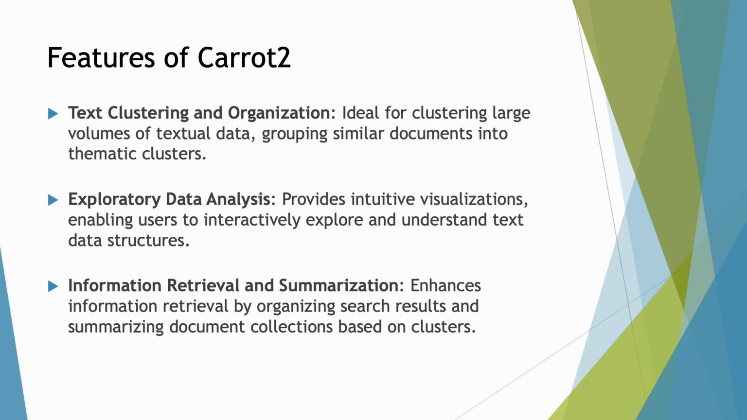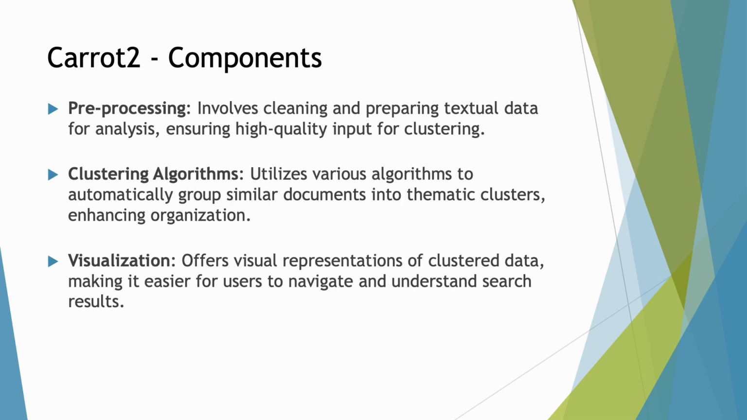Also, it has a main feature called information retrieval and summarization. It also enhances the process of information retrieval by summarizing the documents and organizing the search results. Carrot 2 has three main components. They are pre-processing, clustering algorithms, and visualization. Now, I will explain in brief about these components. Let us first see pre-processing.